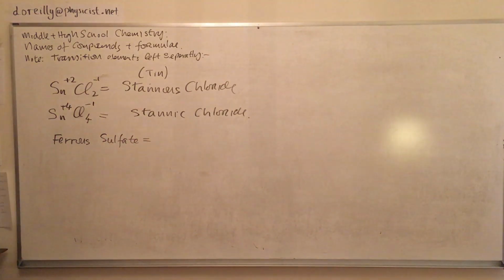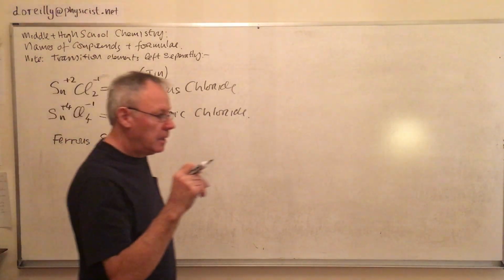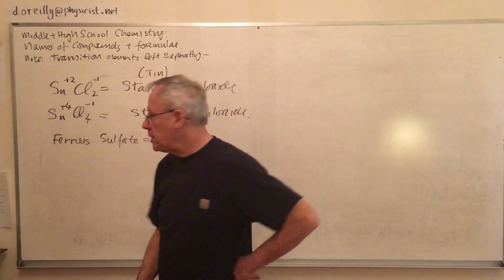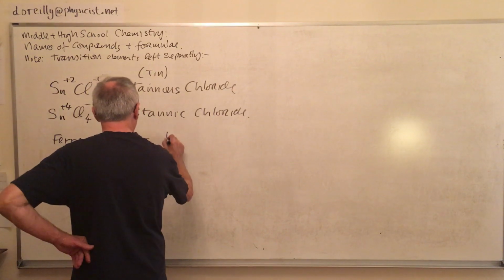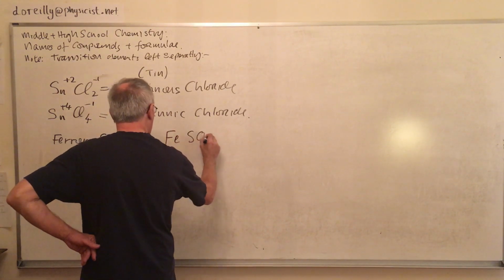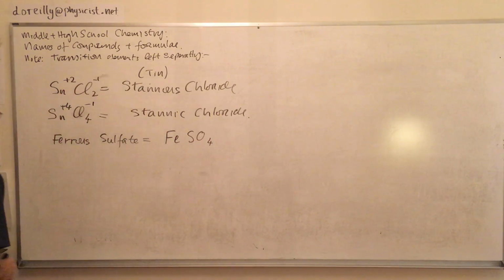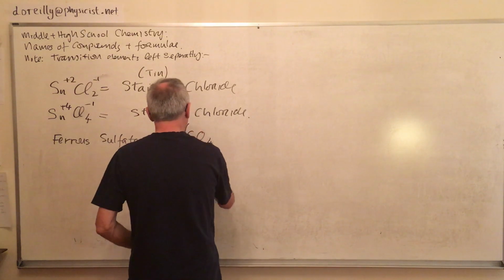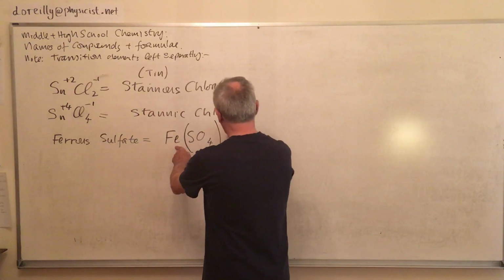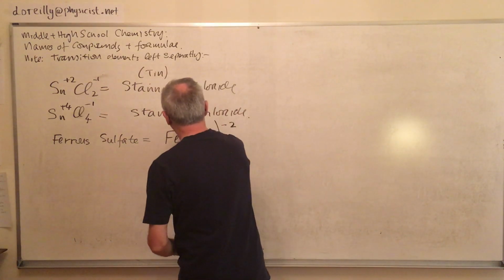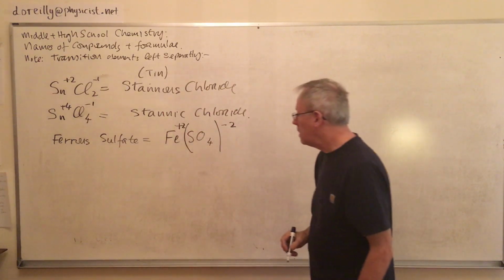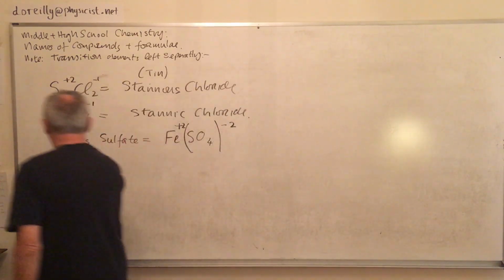Now there is such a thing called ferrous sulfate. It's a green crystal. Ferrous sulfate, sometimes called iron sulfate, and that's its formula. So the valence of iron in this is going to be +2. Ferrous sulfate. Let's do ferric sulfate.